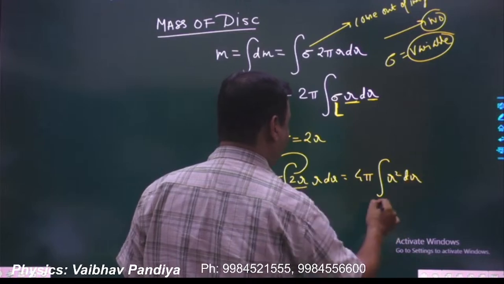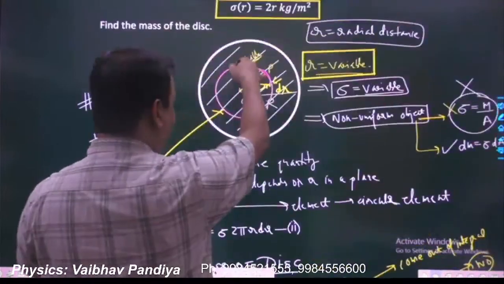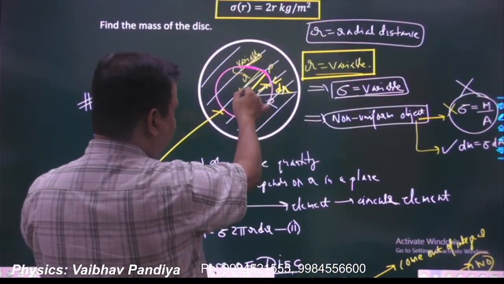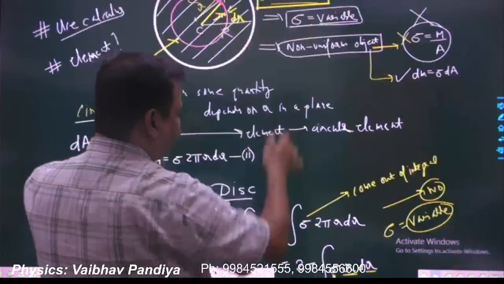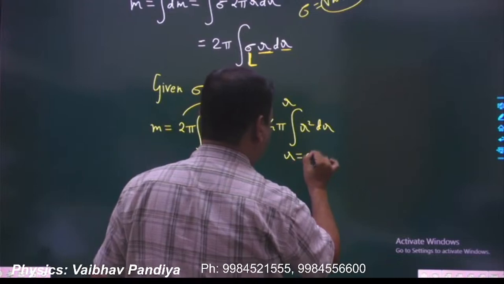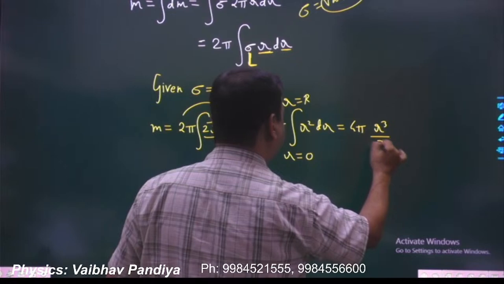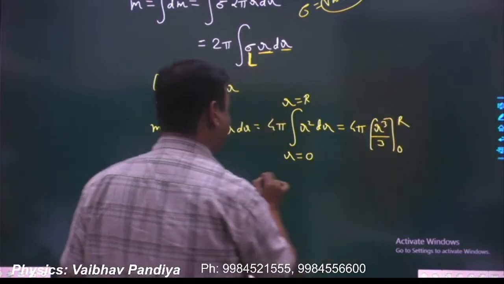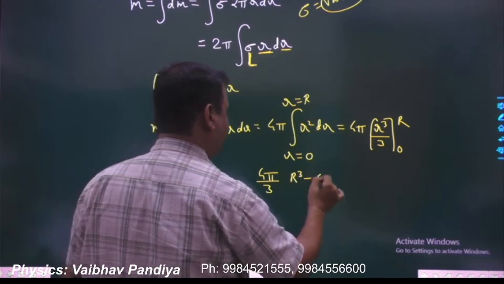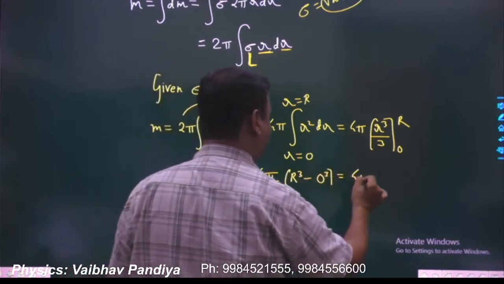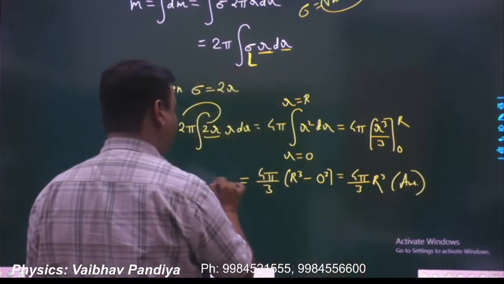Now put the limits of r. So we have a complete disk. There is no hollow cavity anywhere. So the first strip will have r equal to 0. That is the point strip at the center. And the last strip will have r equal to capital R, that is the radius of the disk. So I'll get 4 pi, and this will be r cubed by 3 within the limits 0 to capital R. So I'll get 4 pi by 3 into r cube minus 0 cube. So your answer will come to be 4 pi by 3 r cube. This is the mass of the disk.